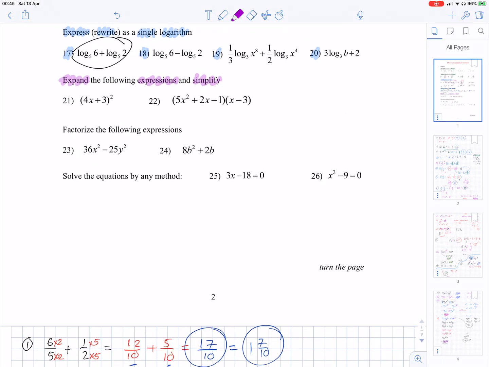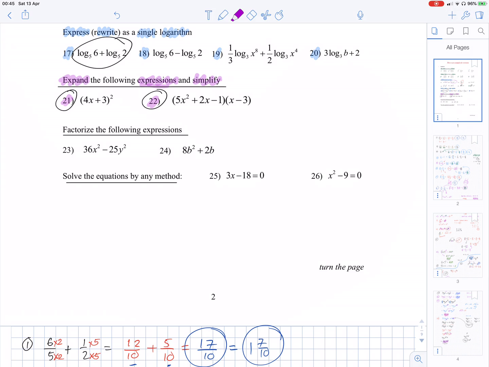Okay, so now I'm going to expand the following expressions and simplify them, which is number 22 and 21. And I think I'll just do the factorizing as well and solving these equations by any method. In fact, I can see why that would be a lot for one video. So let me stick to 21 and 22 for this one.